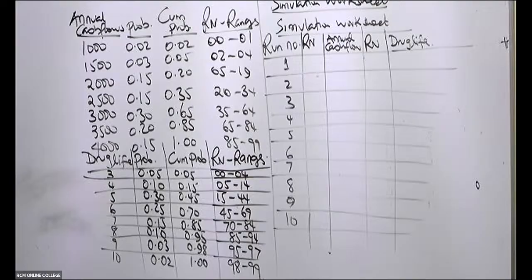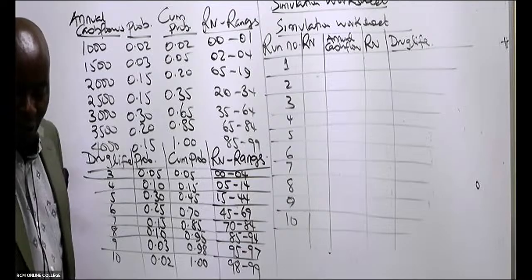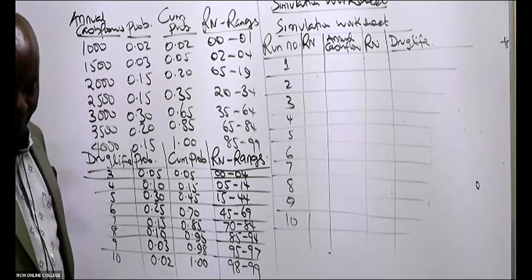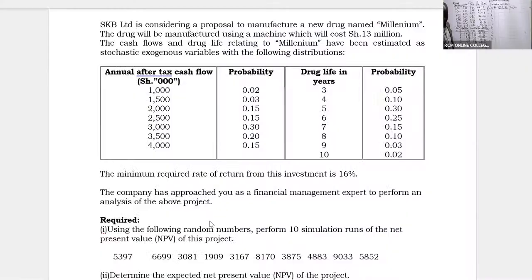Using the following random numbers, do a simulation analysis. Do the following. So we start. You can see the first random number given there is 53 something. Now you can see it is 5397.